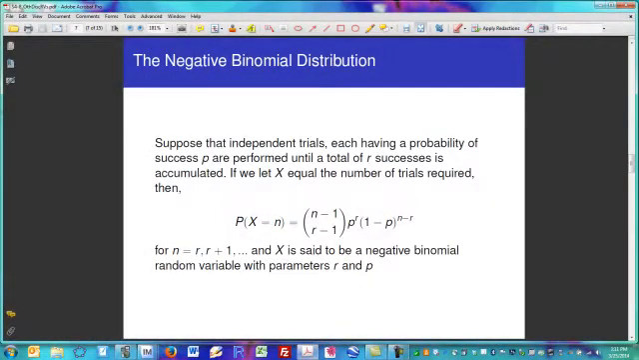So here's the theory behind the investigation, and it's this distribution that we call the negative binomial distribution. We suppose that independent trials, so in a dice roll we're independent, right? The game fits this description, each having a probability of success of p, and that fits the game as well. The probability of success was 1/6. And they were performed until a total of r successes is accumulated. So in our game contextualization, we were looking for 3 successes.